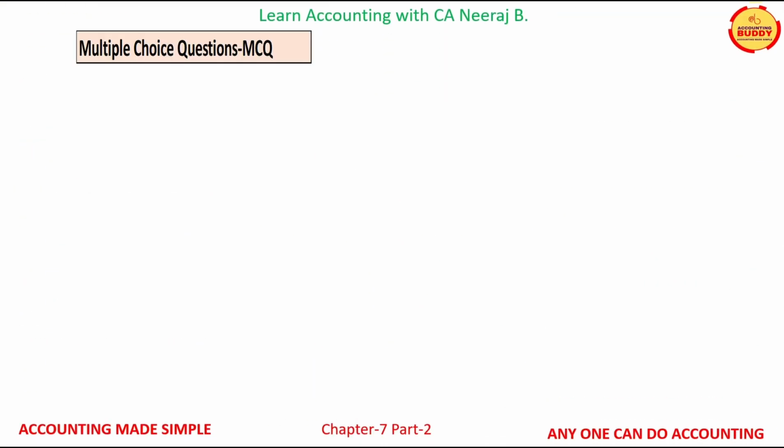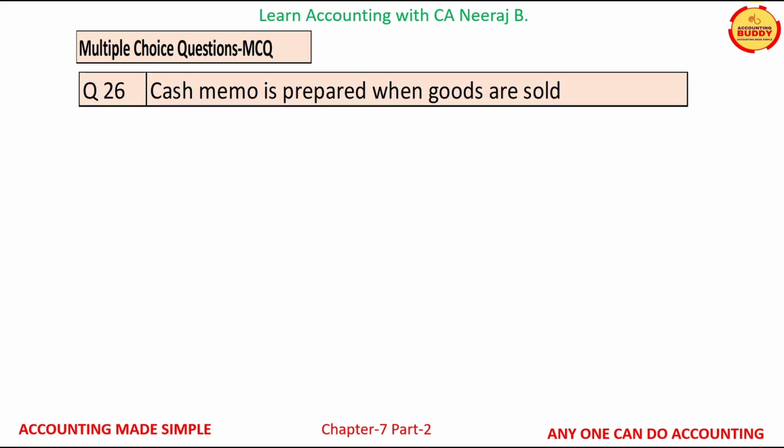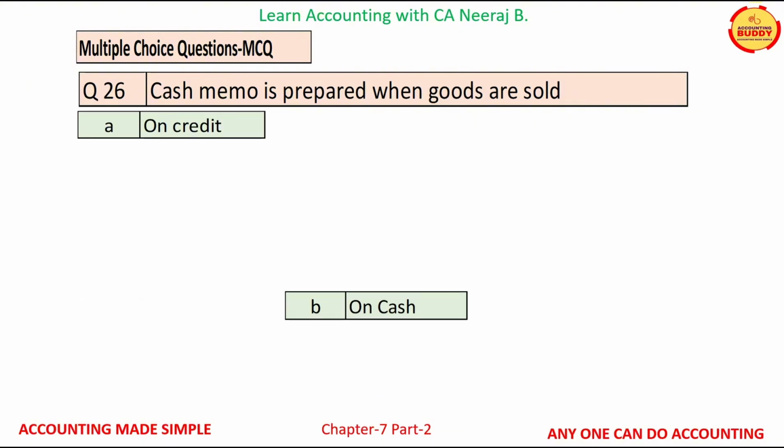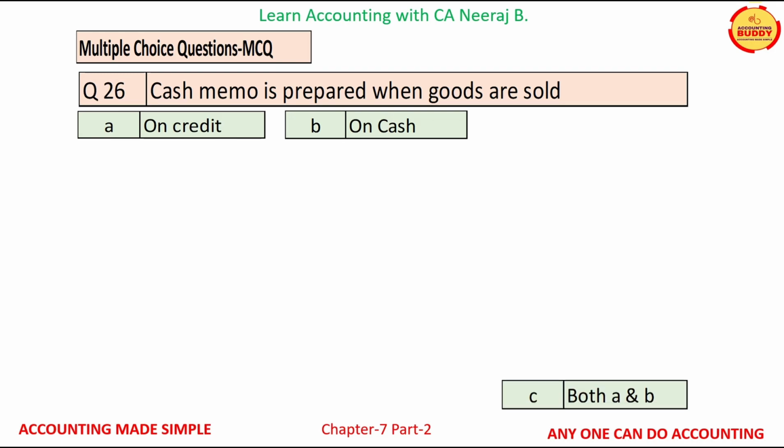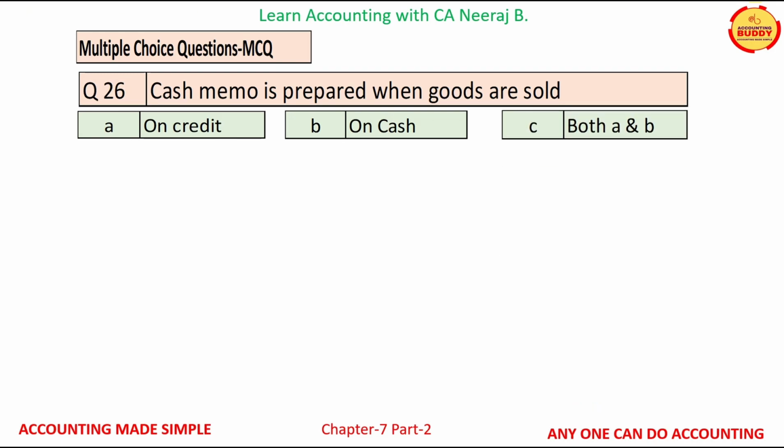In this section, let us try some multiple choice questions. Question number 26 on your screens is, cash memo is prepared when goods are sold, and the options are option A on credit, option B on cash, option C both A and B, and option D none of these. And the correct answer is B on cash. Cash memo is prepared when the goods are sold on cash.